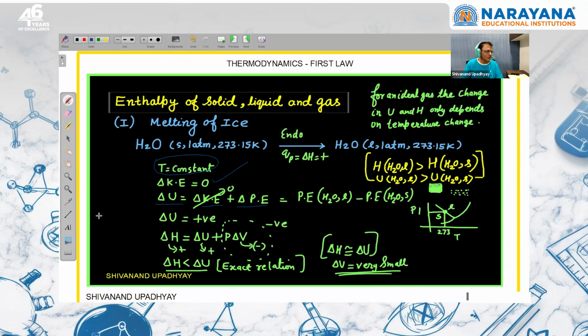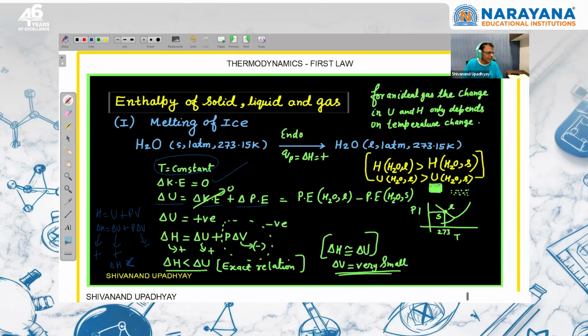Now for the relation between delta H and delta U, we know that H is equal to U plus PV. And here when this melting is taking place, pressure is constant. So we can write that delta H is equal to delta U plus P delta V. We know that the volume of ice is larger and the volume of liquid water is smaller, so this delta V is going to be negative. So this is positive, this is positive, and this is negative. So we can exactly say that delta H is less than delta U.